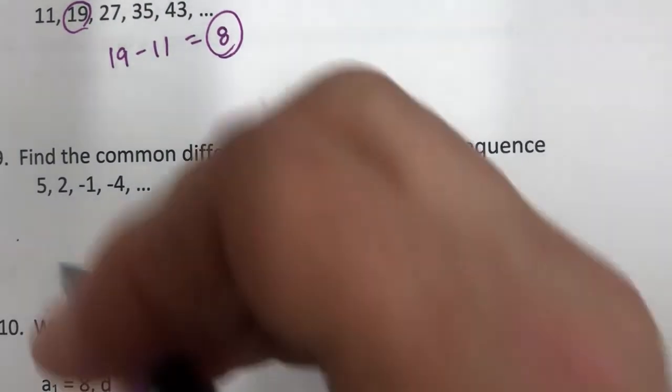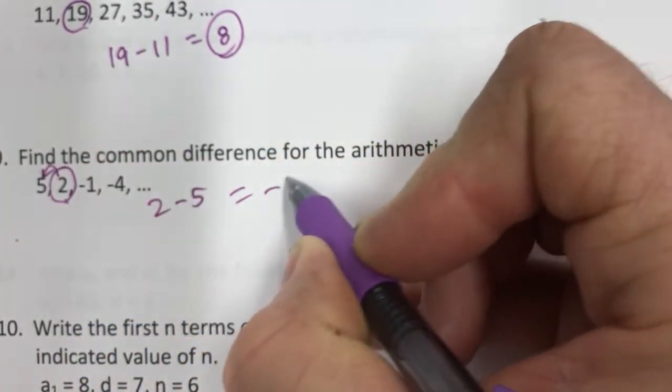Okay, what's my common difference here? 2 minus 5, negative 3.